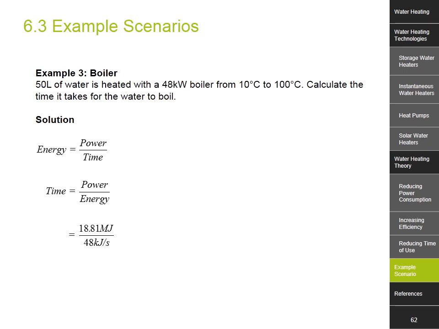Therefore, using the formula for time is equal to energy divided by power, 18.81 megajoules is divided by 48 kilojoules per second. The total amount of time to heat the water is equal to 392 seconds, or approximately 6.5 minutes.